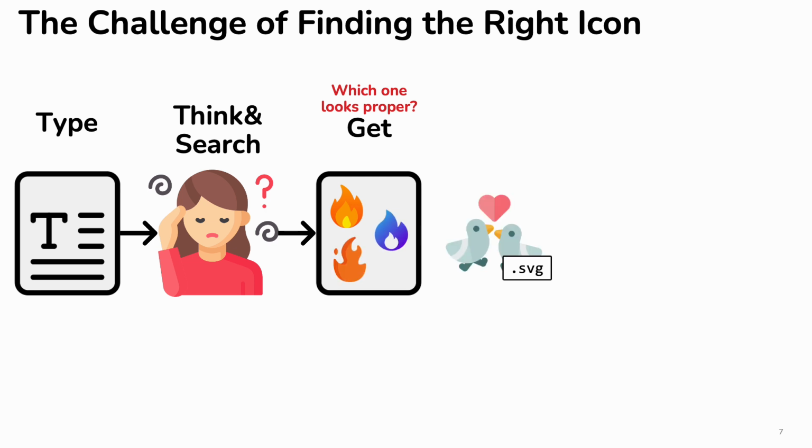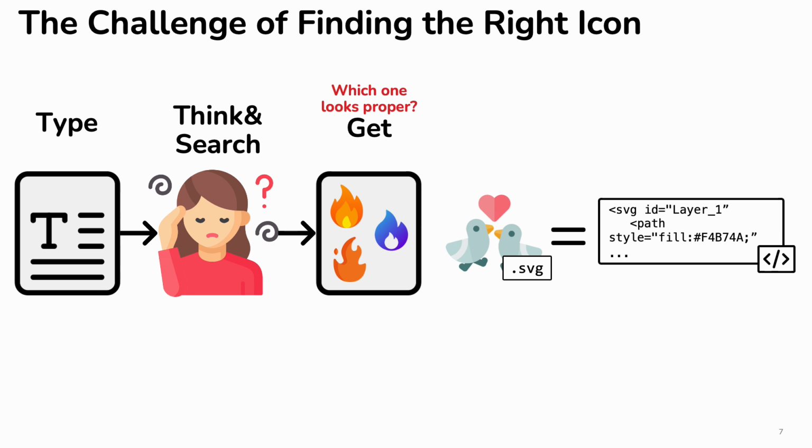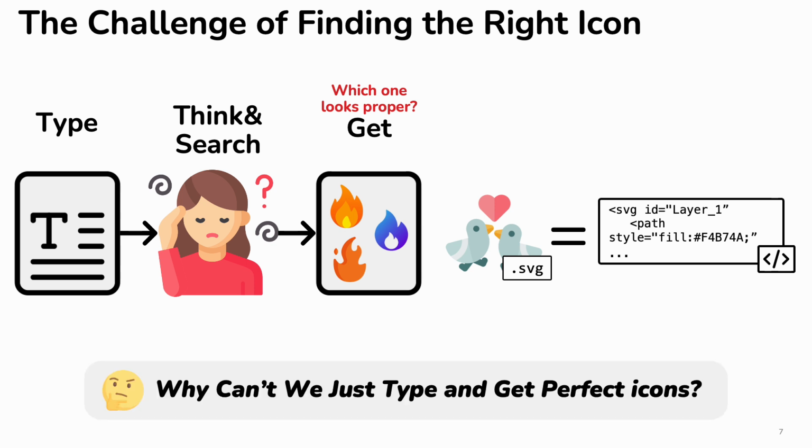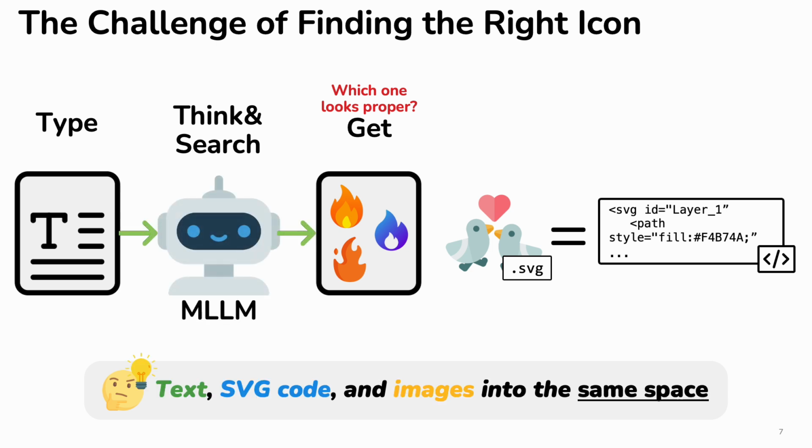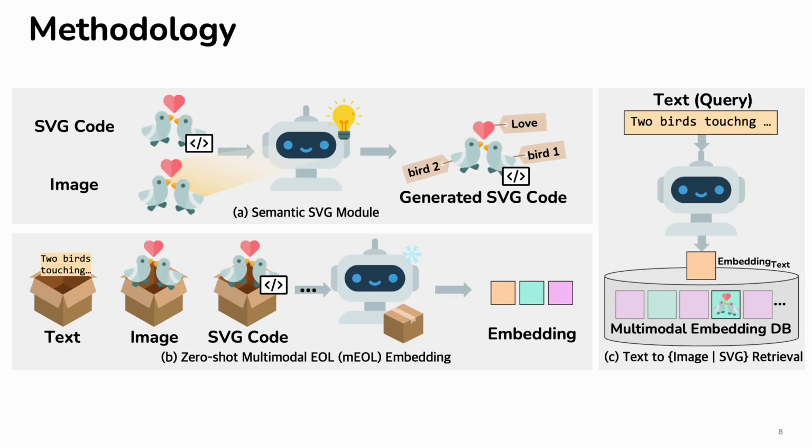But SVGs are actually code, and MLLMs are already incredibly good at understanding code. So we thought, why can't the model just do the heavy lifting for us? Basically, we want to get to a point where we just type and get the perfect asset. To make this happen, our goal was remapping text, code, and images into the exact same space. If we can align all these different modalities into one embedding space, finding the right icon becomes a lot more intuitive and efficient. Alright, so I'm going to break down our method into 3 main steps.